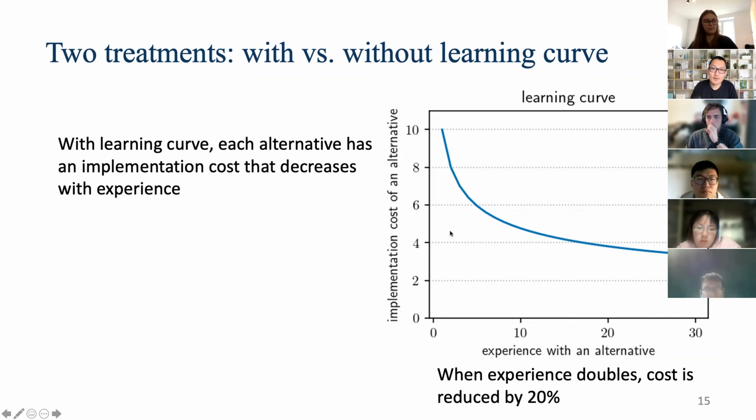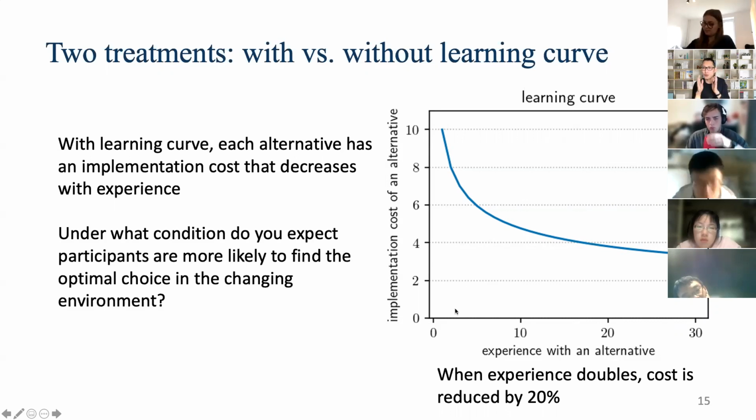As you can see here, when the experience doubles, for example, if you have chosen this alternative 20 times, then this implementation cost would be 80% of the implementation cost when you have only chosen it 10 times, meaning that when the experience doubles, the cost would reduce by 20%. This is something that has been documented in the literature, right? In most industries, this type of learning curve is observed from data.